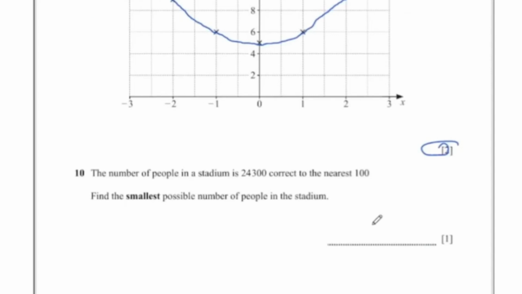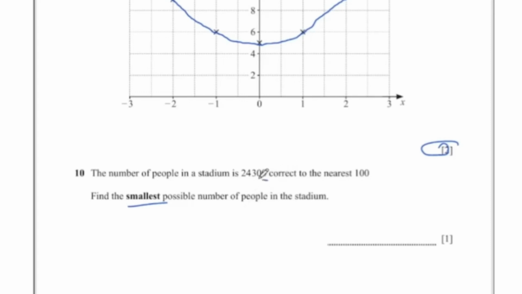Question 10. The number of people in the stadium is 24,300, correct to the nearest 100. Find the smallest possible number of people in the stadium. Okay, so what's the least approximation to the nearest 100 that gives us this answer?